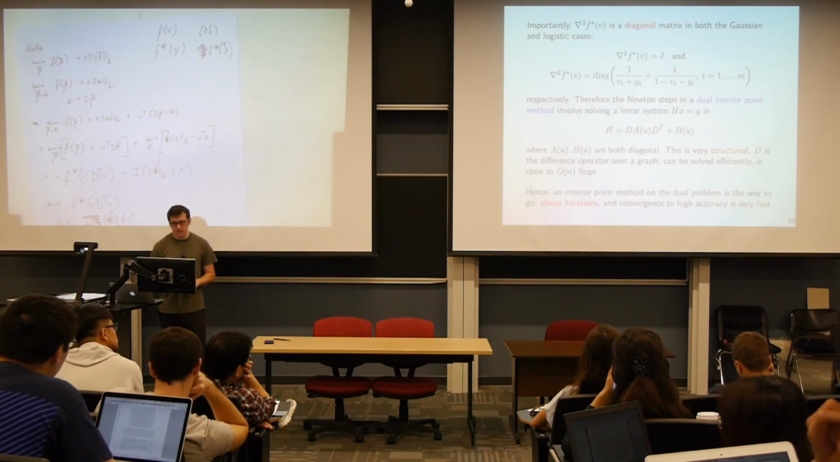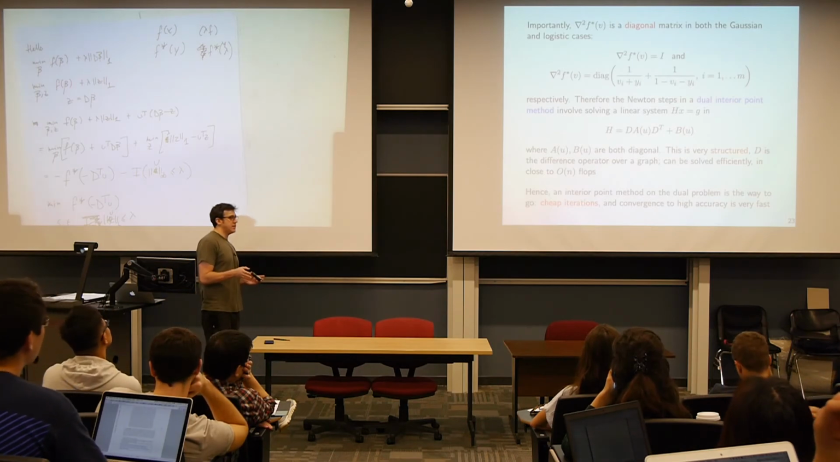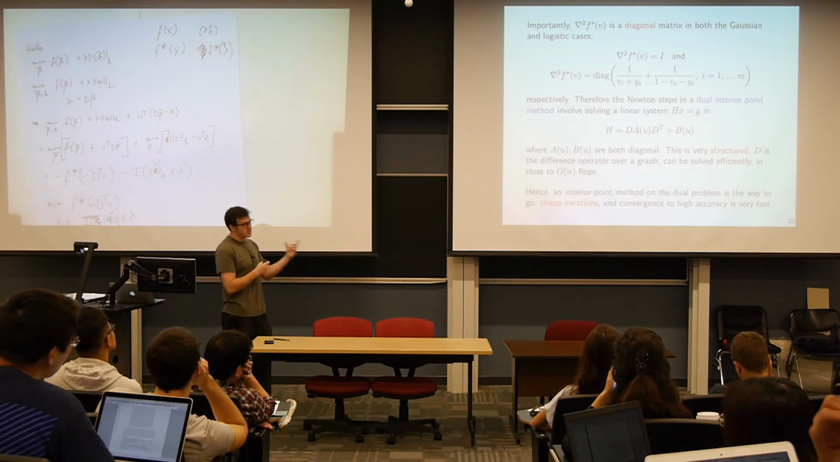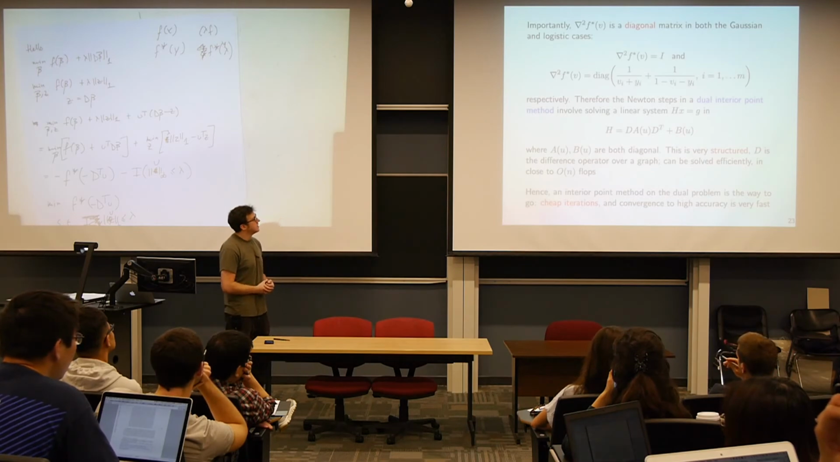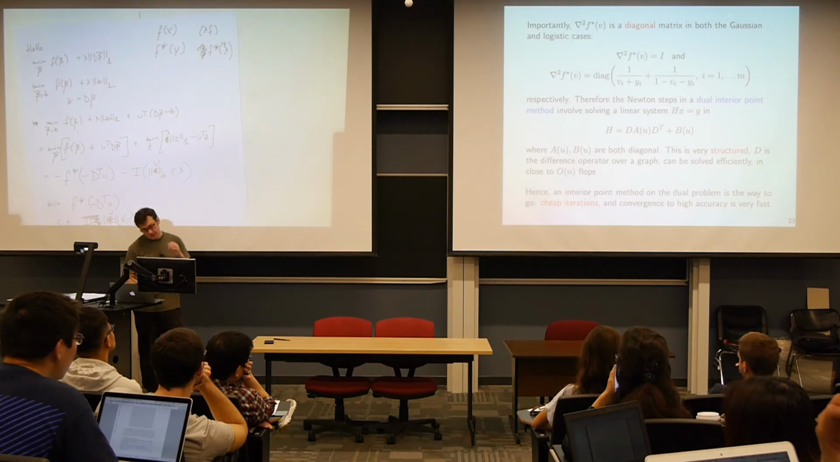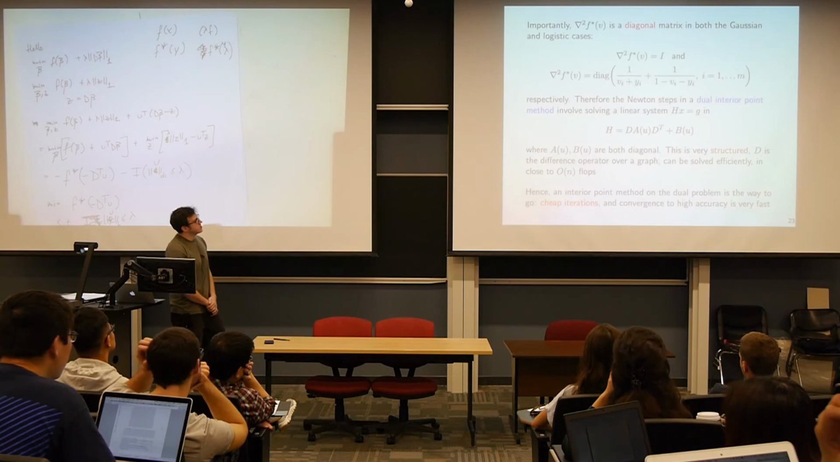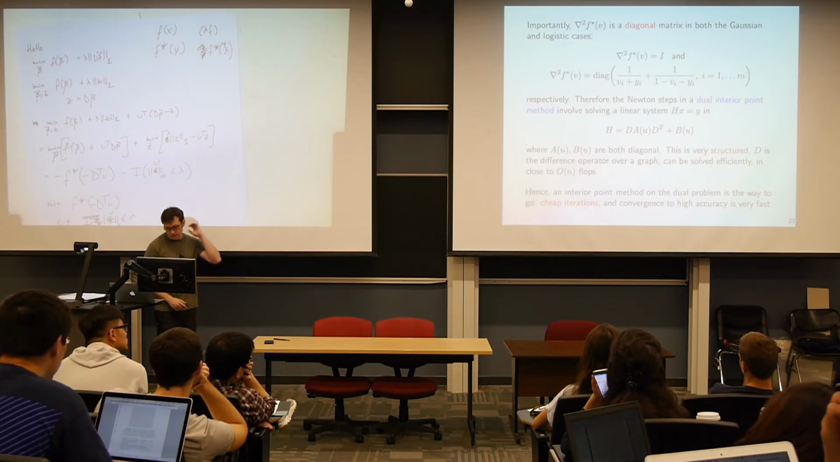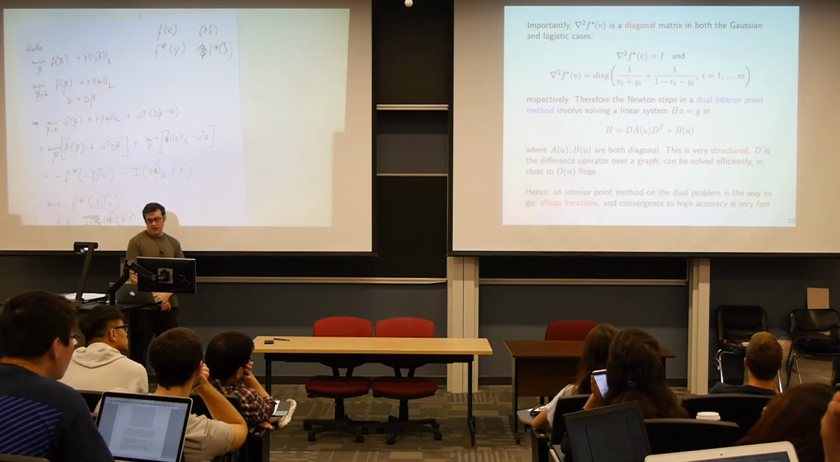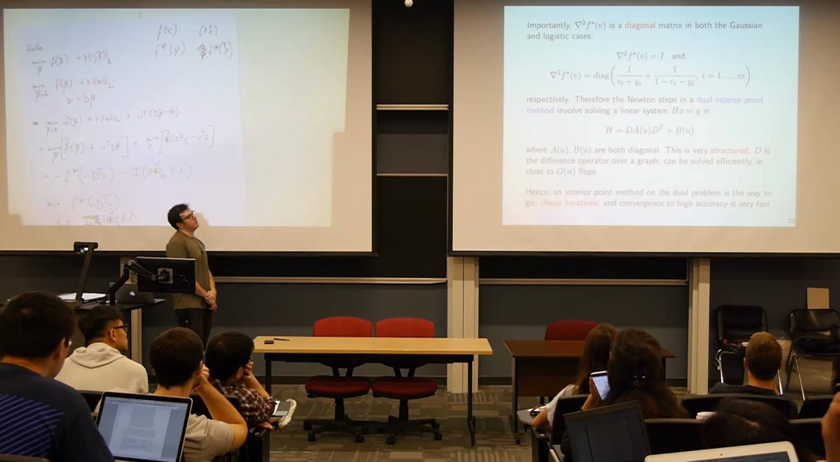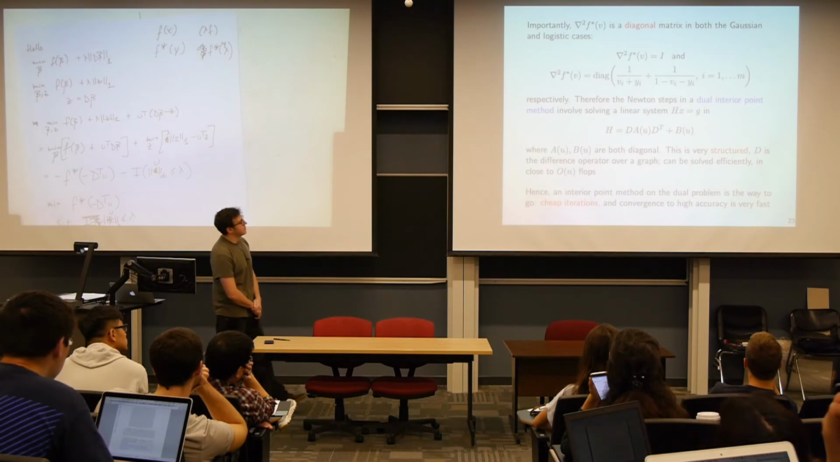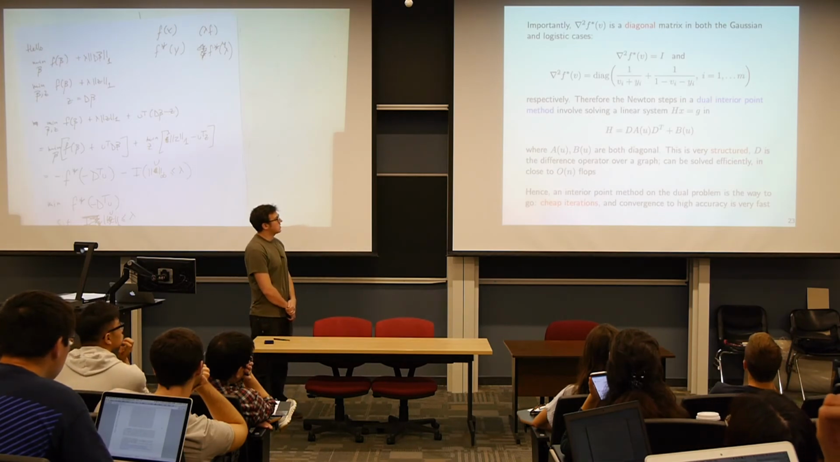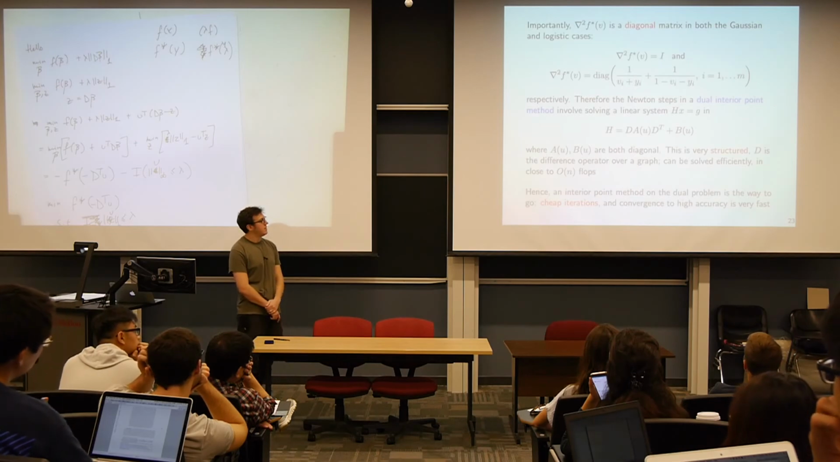First of all, let's write down what the Hessian is for the two loss functions that we talked about, the Gaussian loss and the logistic loss. For Gaussian loss, the Hessian is just the identity matrix. Doesn't get much simpler than that. For the logistic loss, you can show that the Hessian is a diagonal matrix with the following form. The upshot is that in order to compute the Newton direction for the interior point method, we just need to solve a linear system shown here.